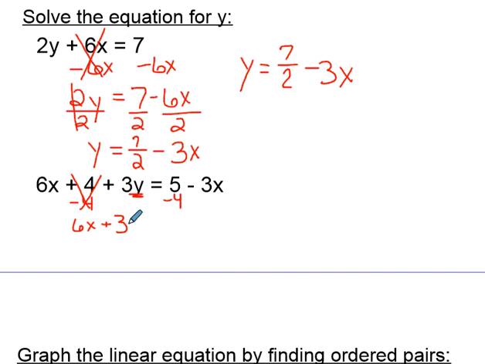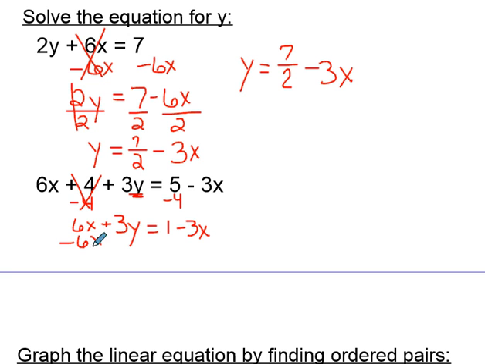A few extra steps here. But let's find that y. This is what we're trying to get all by itself, which means that everything else on this side has to go because the y has to be all by itself. I'm going to go ahead and start with this 4. It's a plus 4, so I'm going to subtract 4 from both sides.